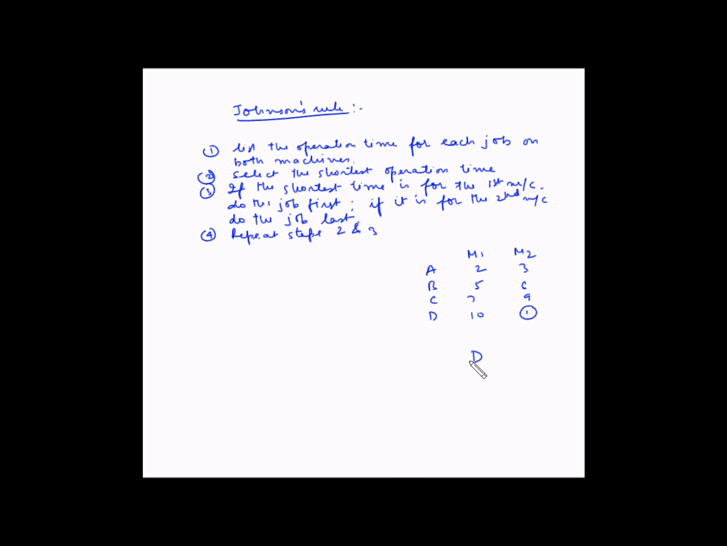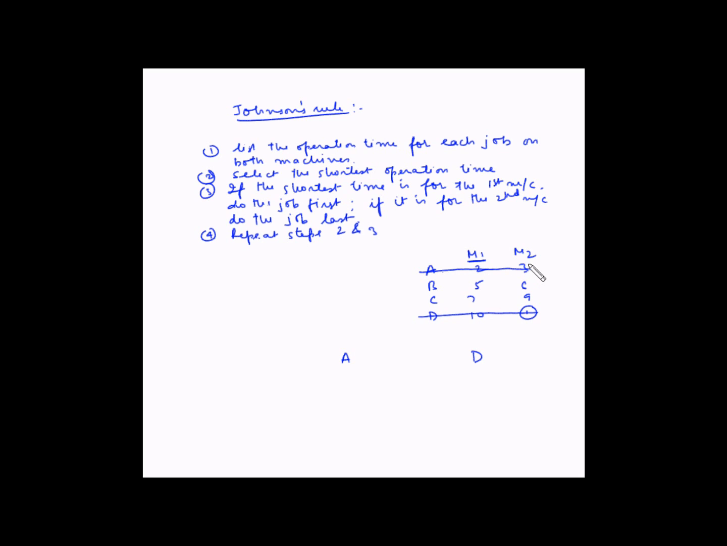So now we have already chosen D to be processed in the end. So let's cut this line. Now the 4th step says to repeat steps 2 and 3. So let's look at the other operation times to find the shortest time remaining. So the next shortest time is 2. Now 2 is to be processed on machine M1. So as per the rule, because this is to be processed on the first machine, let us process A in the beginning of the sequence. So A is to be processed in the beginning.